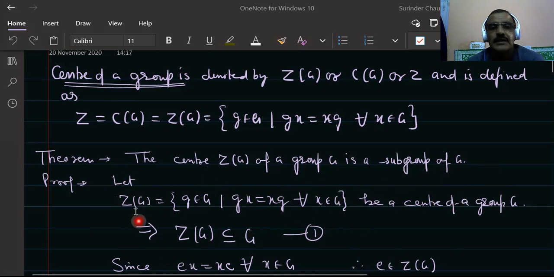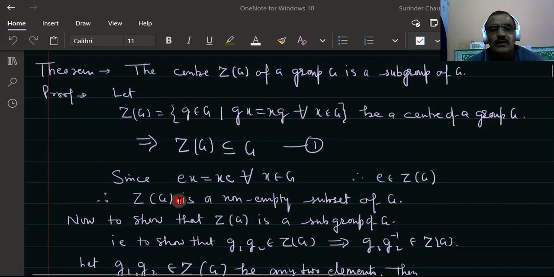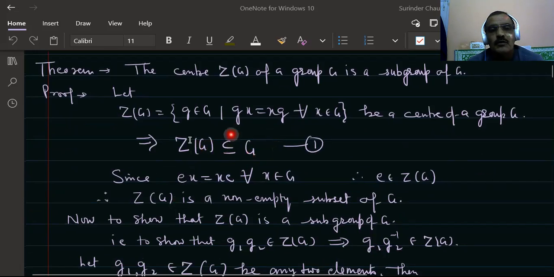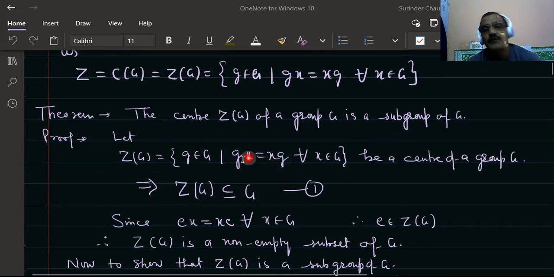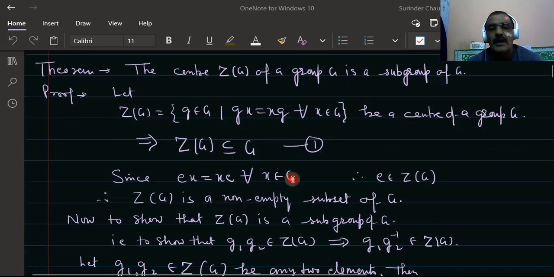So this implies that an element of Z(G) is also an element of G. Therefore, the center of a group is a subset of G. Our aim is to show that this is a subgroup of G. So we have to show it is non-empty, and that if two elements are included then the product of the first and the inverse of the second is also included. We will apply the lemma to prove this is a subgroup.